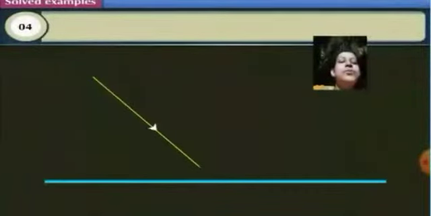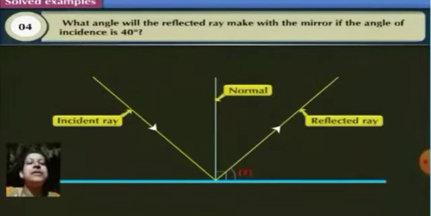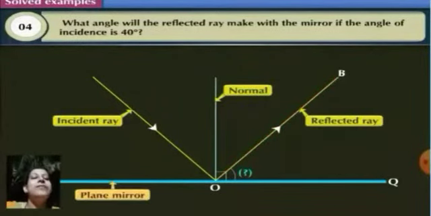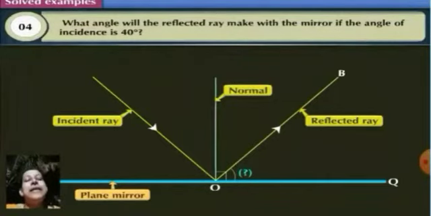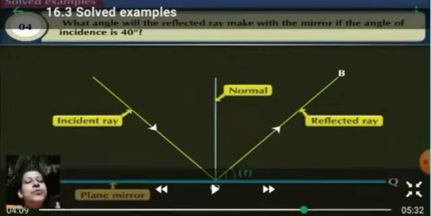Now let's proceed with the next question, that is the fourth question. What angle will the reflected ray make with the mirror if the angle of incidence is 40 degree? Angle of incidence is given as 40 degree, and you have to find out what will be the angle of reflection. We can easily find out the angle of reflection when the angle of incidence is given. Okay, fine. So let's proceed.